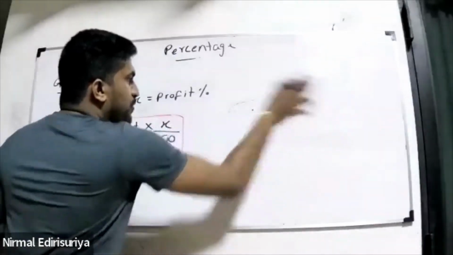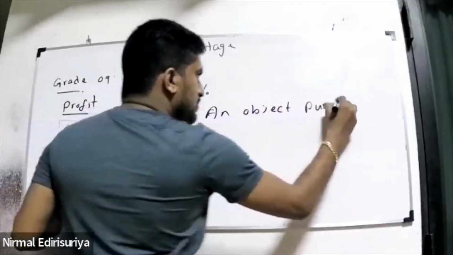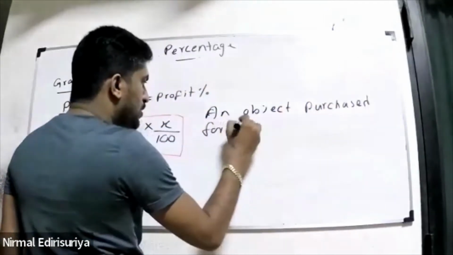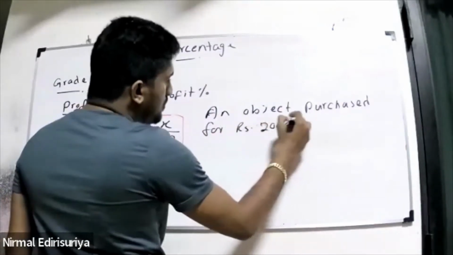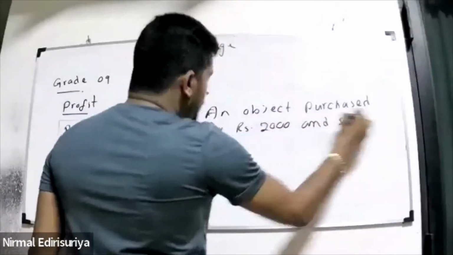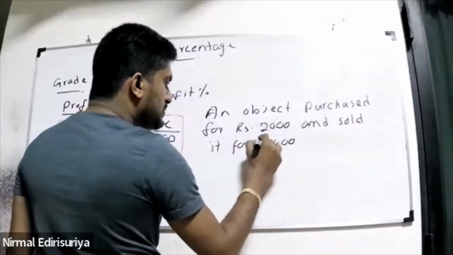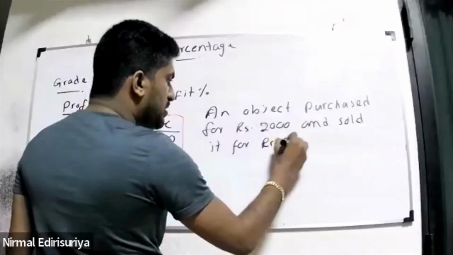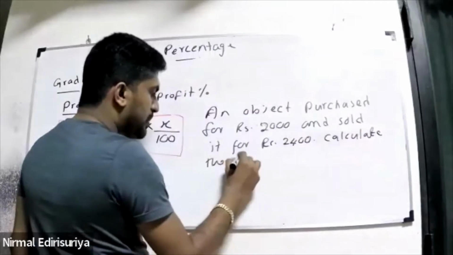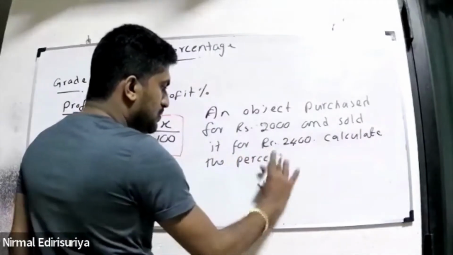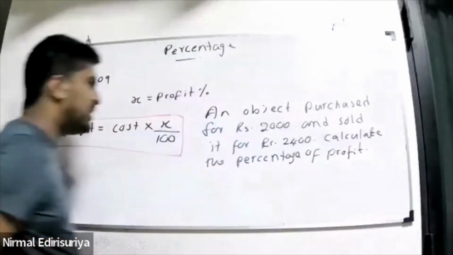Now, an object was purchased for 2,000 rupees and sold for 2,400 rupees. Calculate the percentage of profit.